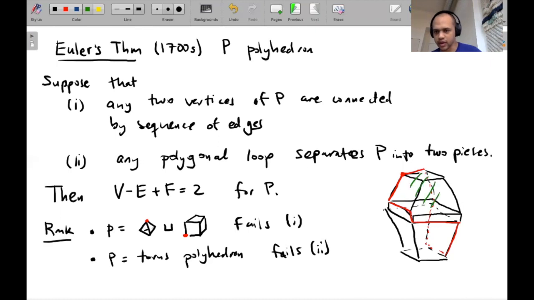You have this piece here, which includes some of this back face, and then there's this part here, which includes some of the back face there. So the assumptions are satisfied by this example. And so we automatically know that V minus E plus F is 2 for this example, without having to do any counting of vertices, edges, and faces.